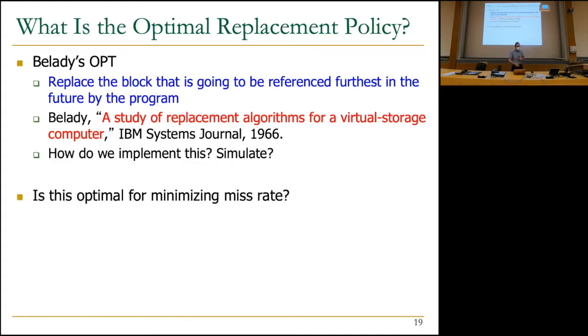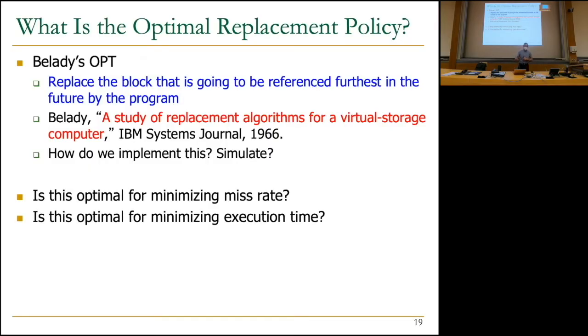Okay, so I think I already answered this question. This is really optimal for minimizing the miss rate, because you're really picking the block that's going to be referenced furthest into the future to evict. That minimizes the miss rate. You can also, again, read the paper or prove it to yourselves. But hopefully, it's clear that this is not necessarily optimal for minimizing the execution time. We've distinguished these two before. We're going to distinguish even more.